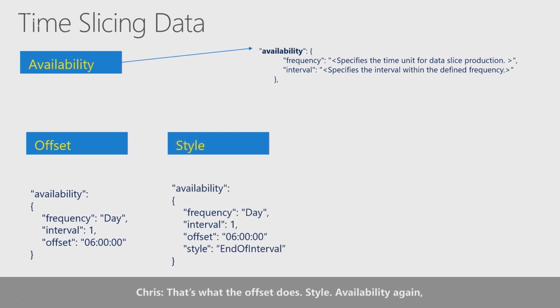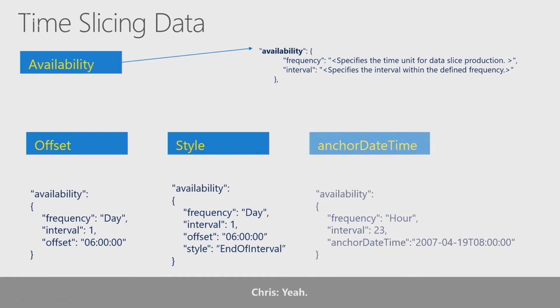Style, availability again. The frequency is the day, but you're determining whether you are picking the data at the end of the day or at the beginning. And then anchor date time, where you're basically saying that you're doing it on an hourly basis. The interval is 23 hours with the start time as denoted there. So what you're saying is there are different ways that you can specify the availability of your data slices within that.